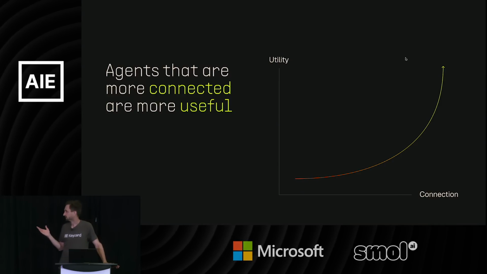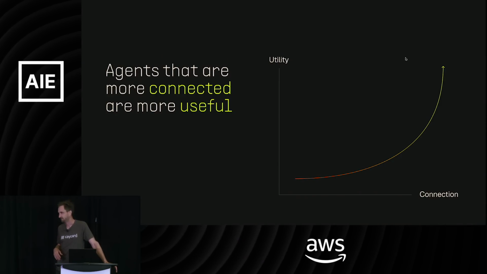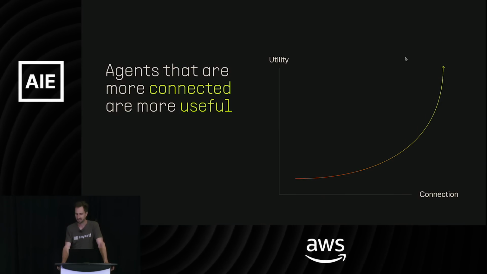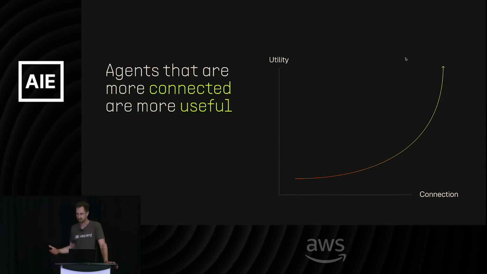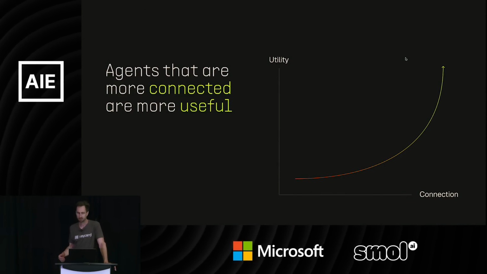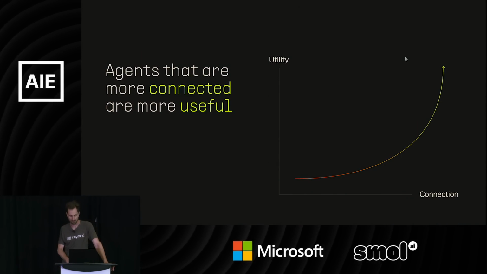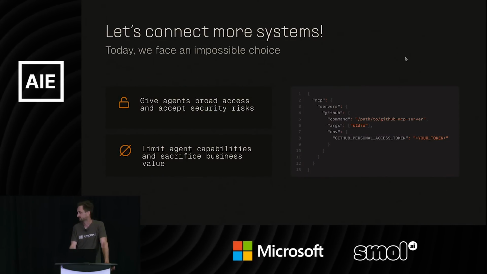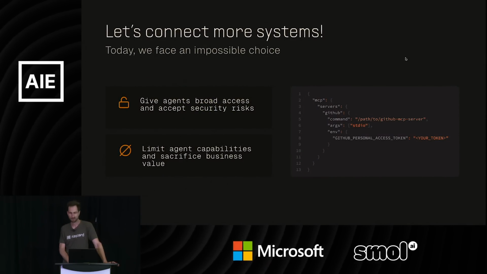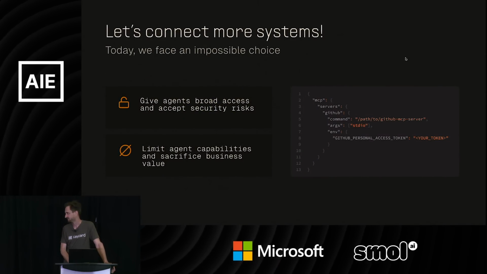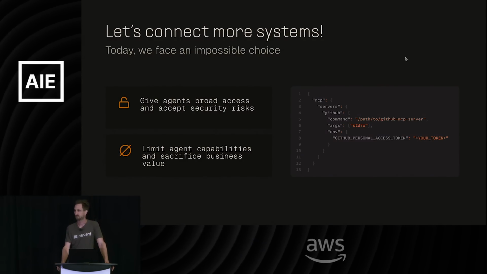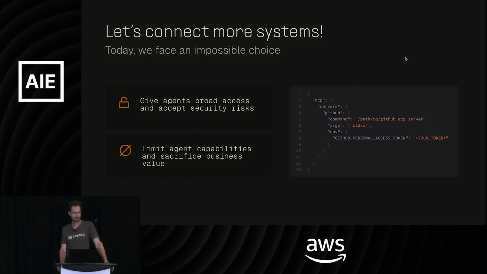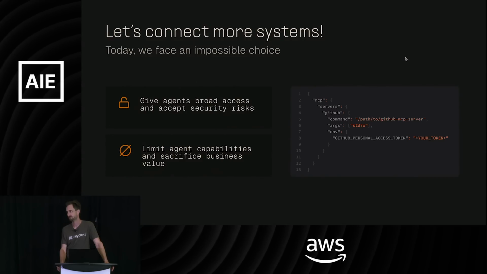Let's get into it. I think we're all super excited about what's happening with LLMs and AI-powered applications. We can bring these things into our daily lives, and they automate a lot of the tasks for us. Simply put, agents that are more connected are more useful. So let's connect these agents to more systems. But hold on a second, because today we face an impossible choice. We can give agents broad-based access and accept security risks, or we can limit their capabilities and sacrifice business value.